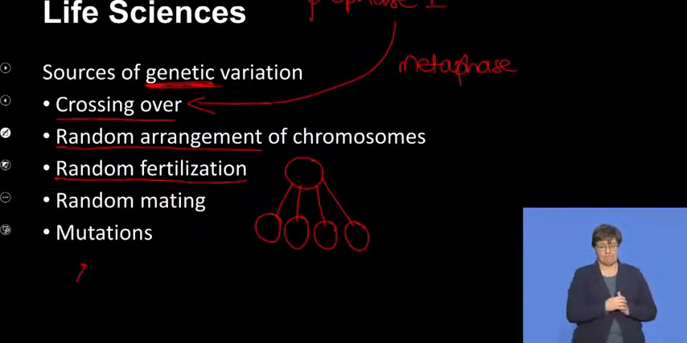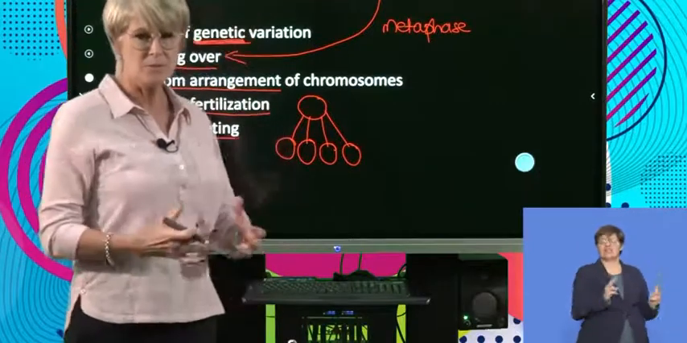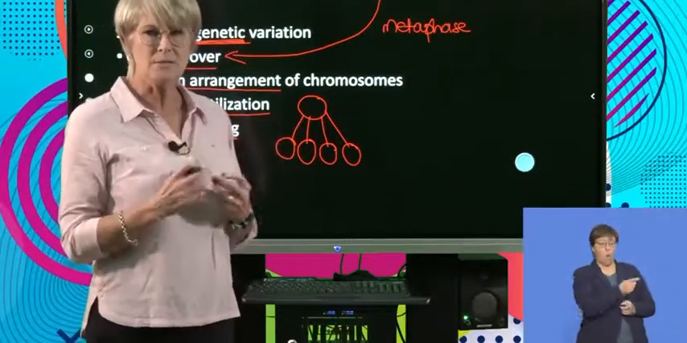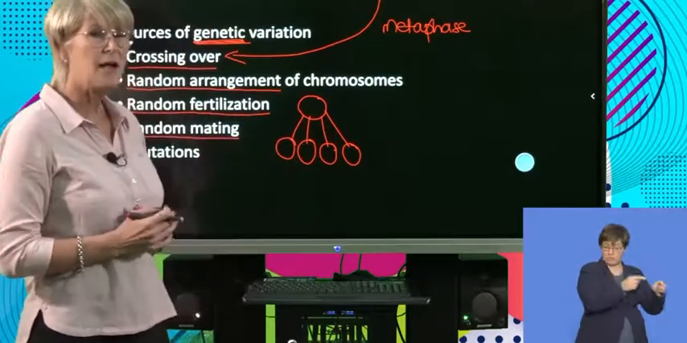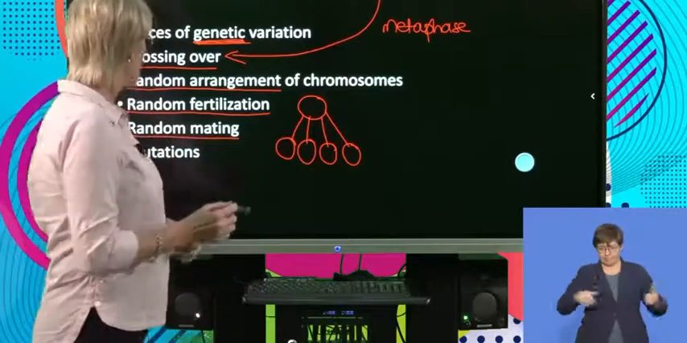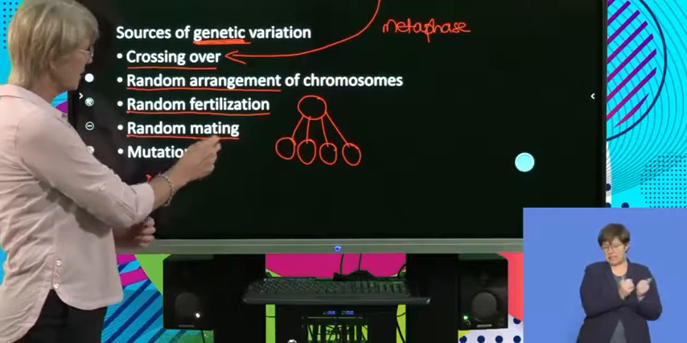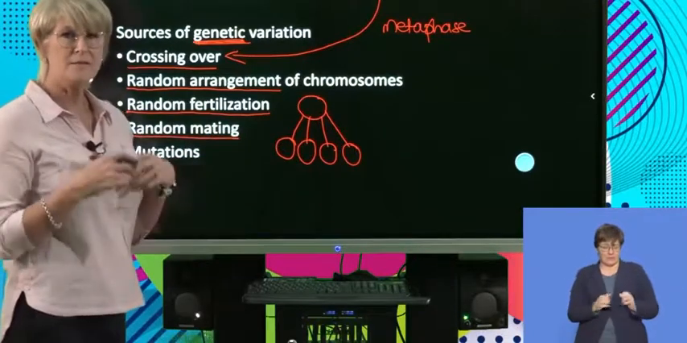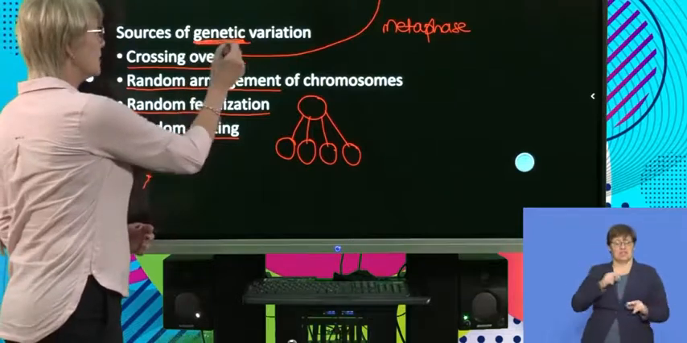The next source of genetic variation is random mating. If we have a look at organisms in the natural world, not all organisms have partners that mate for life. Most organisms don't. Even in the plant world, mating is random. The mating partner is not always the same, and because it's random, this also introduces genetic variation.